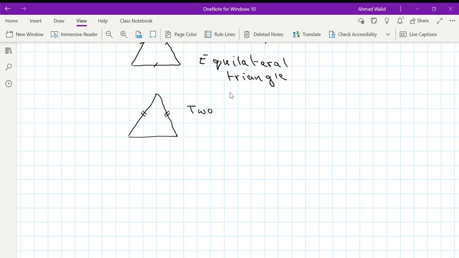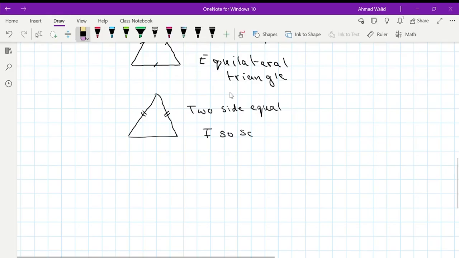Two sides equal. We call it isosceles. Oh, very bad writing. My pen is moving. Let me clear it, fix it. It's too far. Isosceles triangle.